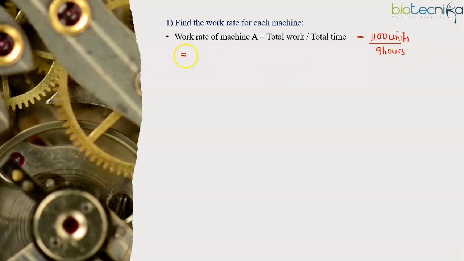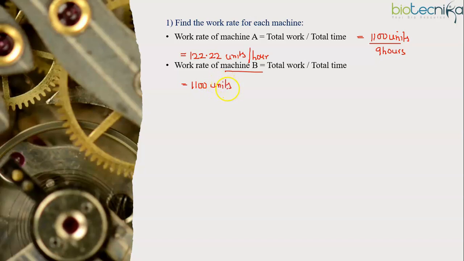So when you solve it, we'll get 122.22 units per hour. Similarly, we'll solve for the work rate of machine B by using the same formula. However, the time taken by machine B is 12 hours. So on solving, we'll get 91.67 units per hour.